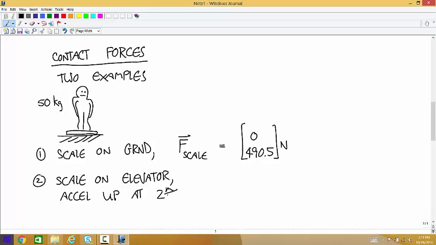At 2 meters per second squared. And for that one, do you remember what the trend was with the force? Was it bigger or smaller if the scale's accelerating up? Bigger, although that's not really remembering. Yeah, right, that's different.